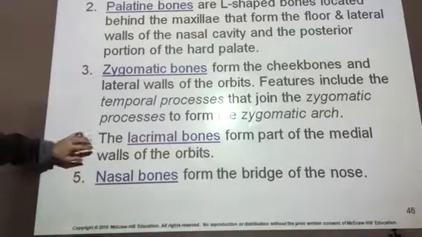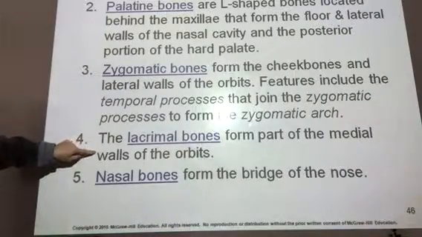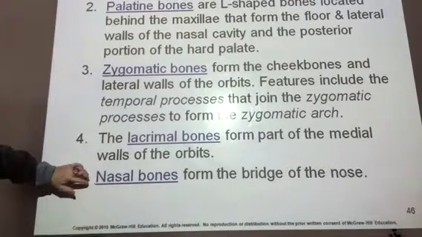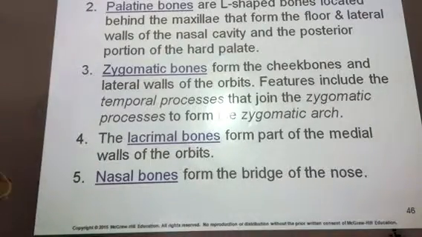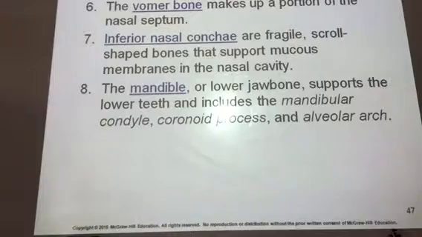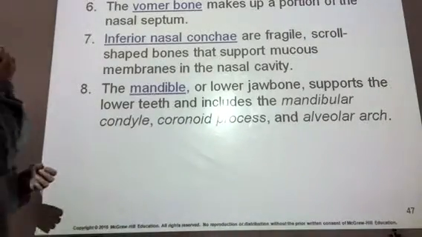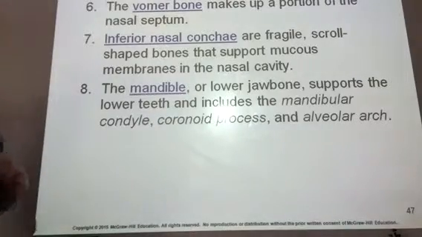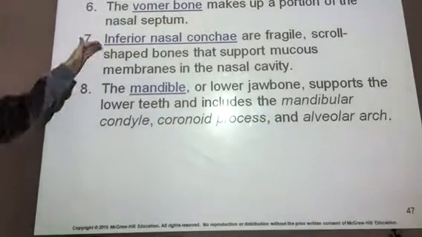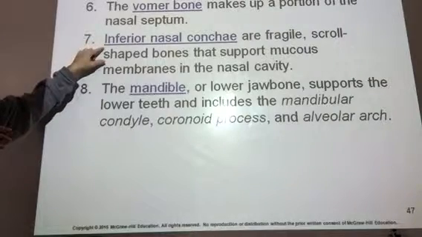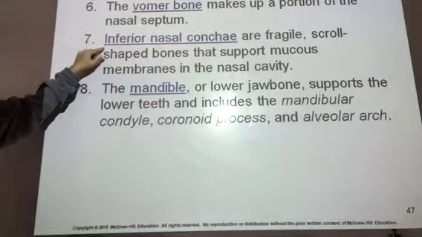Lacrimal bones form part of the middle of your eyes, and then the nasal bone is just the bridge of your nose, the hard part or top part of your nose. Vomer bone is going to be inside of your nose. It makes up the septum, or the part that divides your nose, and we'll look at a diagram. Inferior nasal concha. Anything that's concha or conchae is going to have a rolly, squiggly appearance to it.